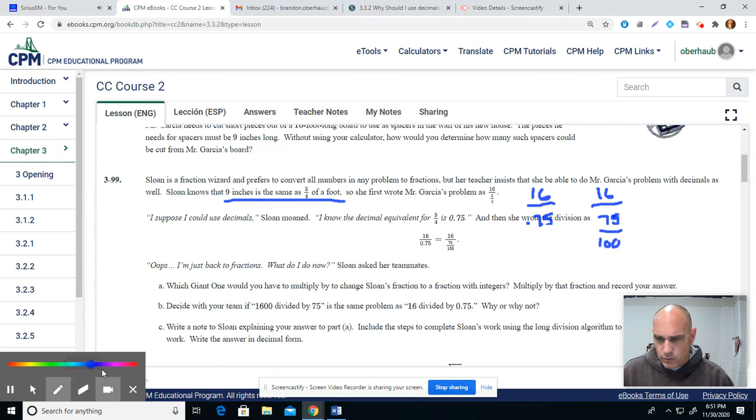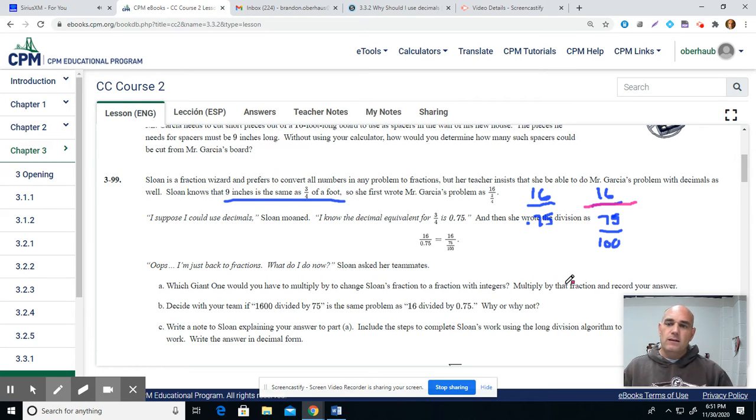I know this looks kind of weird, but notice what we have. Here's my fraction bar. So we've got 16, which is the length of the original big board, 16 feet, and we're going to divide that by the 3/4 of a foot. 3/4 is the same as 0.75. 0.75 is really 75 hundredths, so we're just converting this into this fraction. So we've got this fraction inside of a fraction.